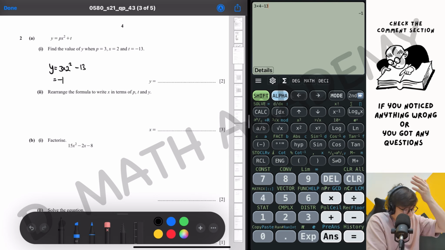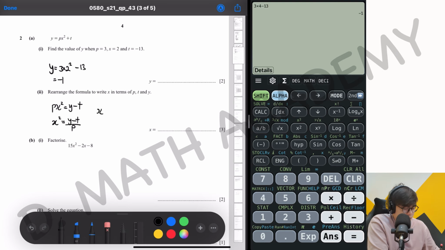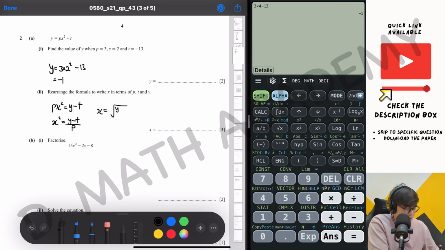Rearrange and make x the subject here. You get px squared equals y minus t. x squared equals y minus t over p. x is actually the square root of y minus t over p. Remember to put plus minus because there is a square root.